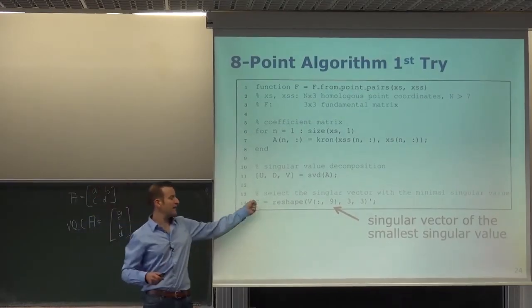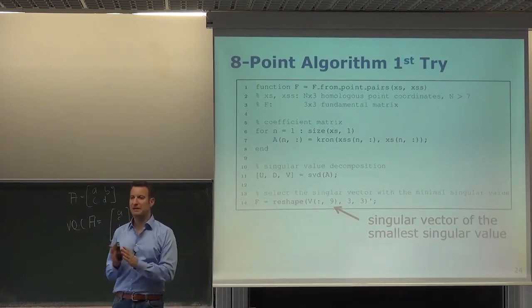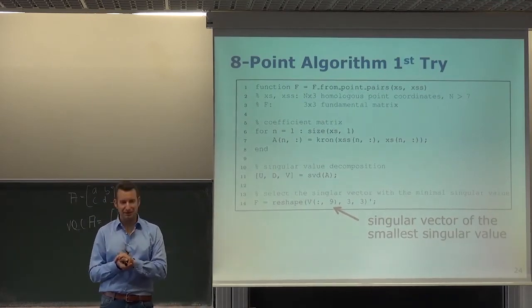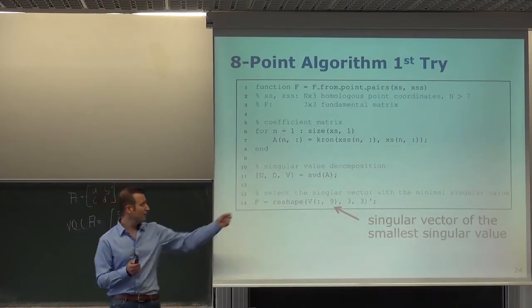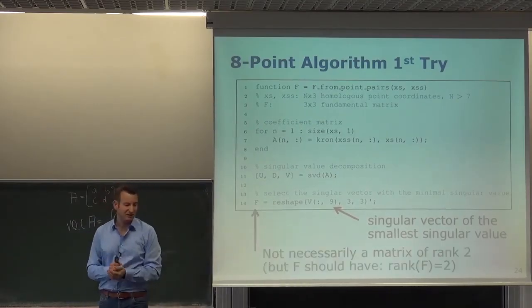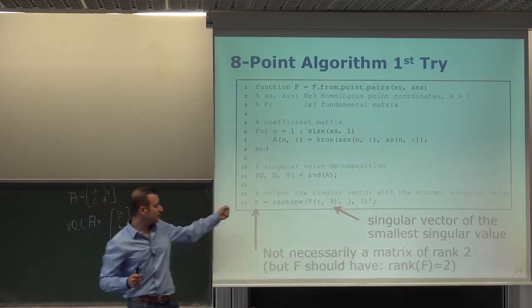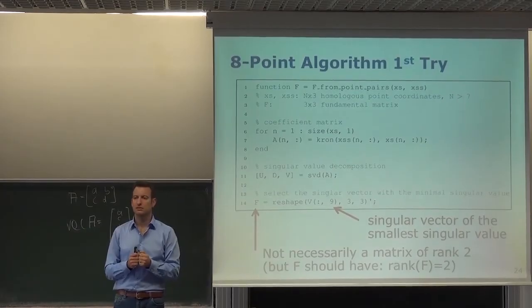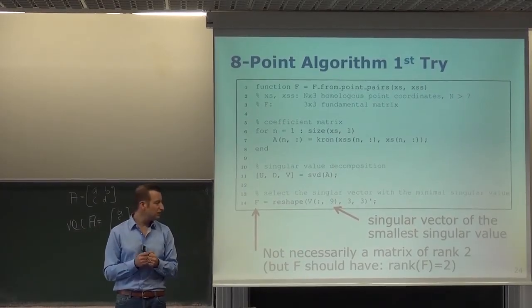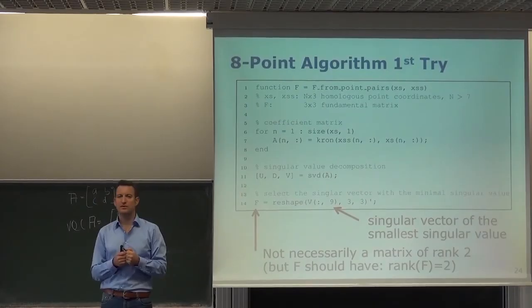Okay, now I have my fundamental matrix F, and I'm happy. I think I'm happy. But in reality, I'm not happy. The problem, why I'm most likely to be not satisfied with this, is that this matrix F doesn't necessarily have rank 2. And the rank 2 was one of the constraints of this fundamental matrix.